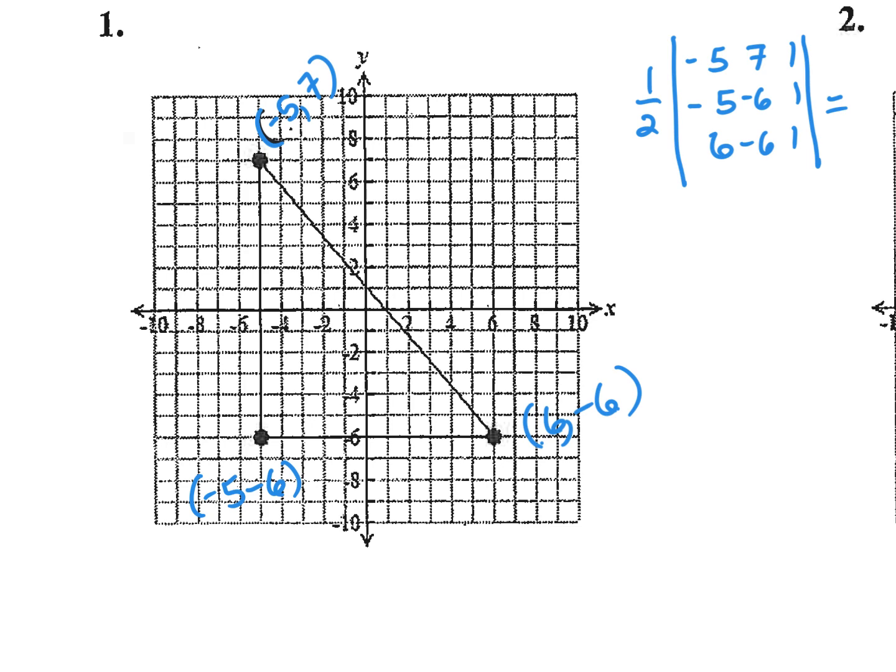So I'm going to put that in my calculator. I'm going to put this matrix in. I'm going to put this in as A. And I'm going to do DET, matrix A. And then I'm going to take whatever that answer is, and I'm going to do 1/2. You can put the 1/2 in front. 1/2 times the determinant of A.